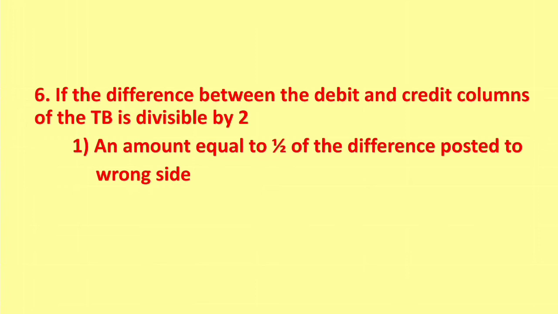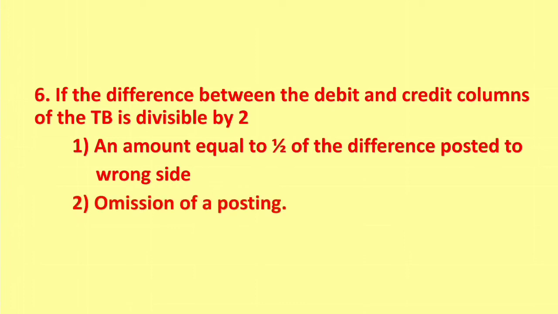In our example, if instead of posting an amount of rupees 5,000 to the debit side of an account, we are posting it to the credit side of the account, then the trial balance will show an excess credit of 10,000. Then the accountant should check all items with an amount of rupees 5,000.